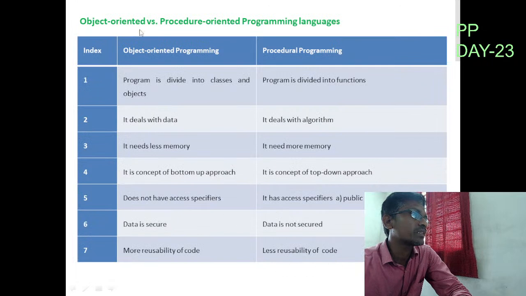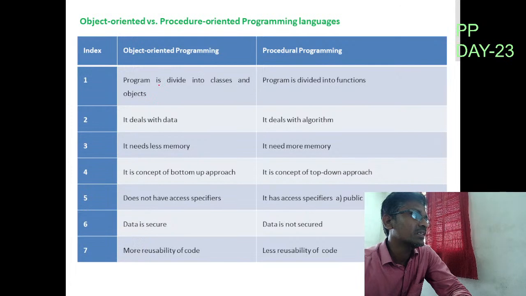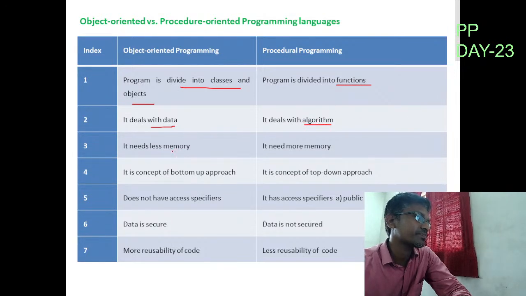This is the difference between object-oriented and procedure-oriented programming languages. In object-oriented programming, the program is divided into classes and objects, whereas in procedure-oriented programming you divide the program into functions. Object-oriented programming mainly deals with data, whereas procedural programming mainly deals with algorithms or functions. Next, one needs less memory and the other needs more memory.